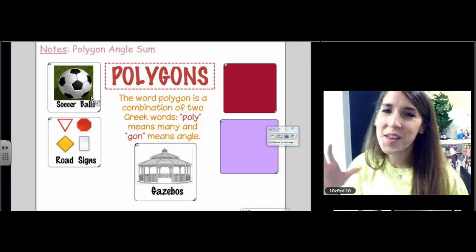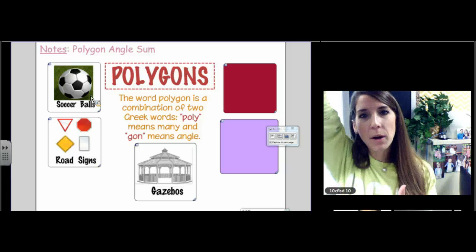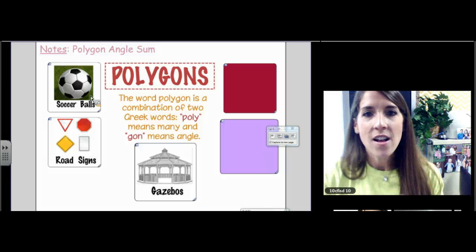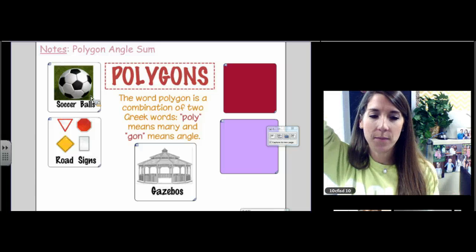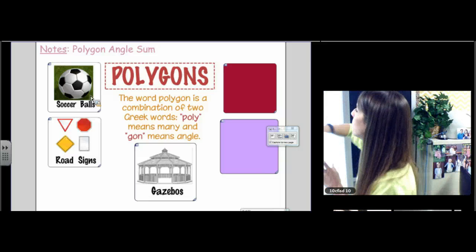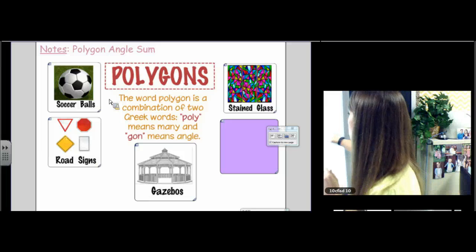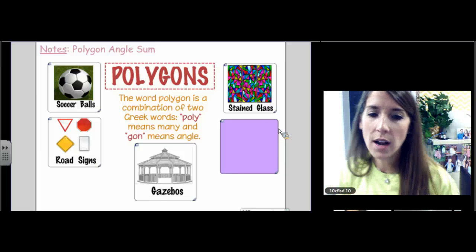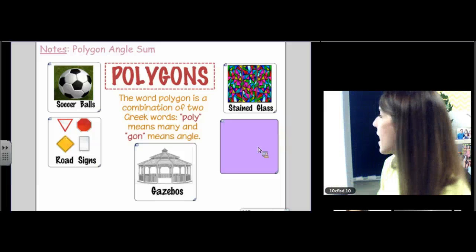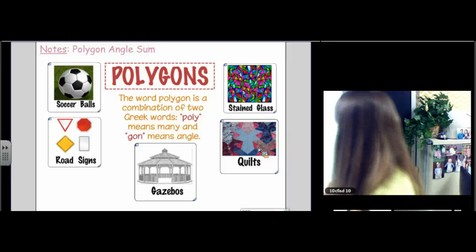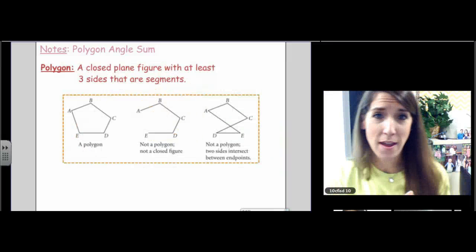We've got, not the gazebo itself, but if you did the bird's eye view, I was trying to find an example of an octagon or a decagon. The bird's eye view of the top of that gazebo would be an octagon or a decagon, depending on the gazebo. Stained glass is usually made up of polygons. There aren't a lot of curves in stained glass, so a lot of times it's made up of polygons, and a lot of times quilts are made up of polygons as well. There are all different polygons out there.